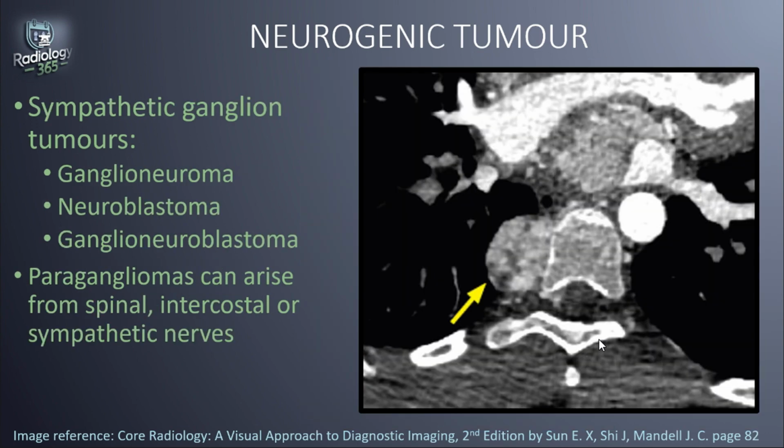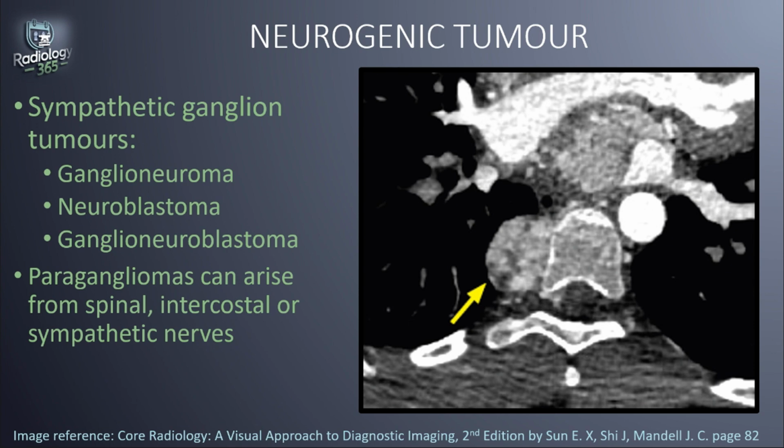Still on neurogenic tumors, we'll talk about sympathetic ganglion tumors, and these are more common in children and young adults, and they include ganglioneuromas, which is a benign tumor of sympathetic ganglion cells, neuroblastomas, that's a malignant tumor of ganglion cells seen in early childhood, and ganglioneuroblastoma, which is an intermediate between ganglioneuroma and neuroblastoma histologically. And this is seen in older children, much older children than would have been seen in neuroblastoma.